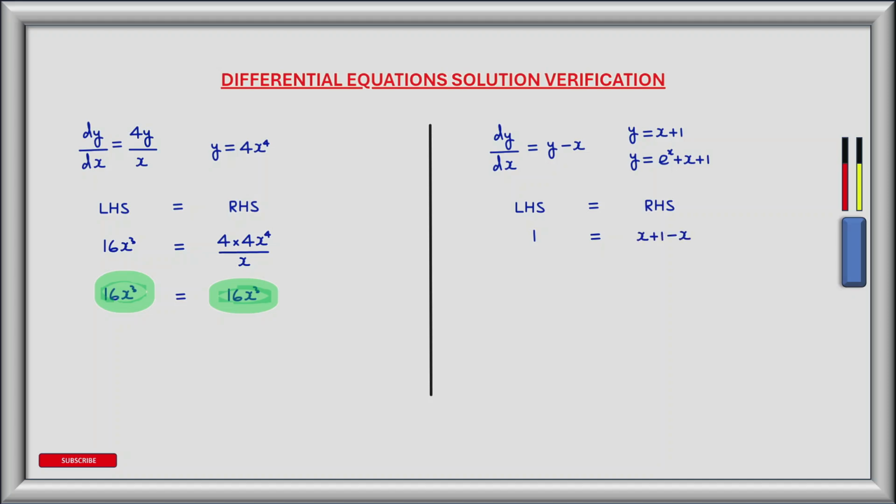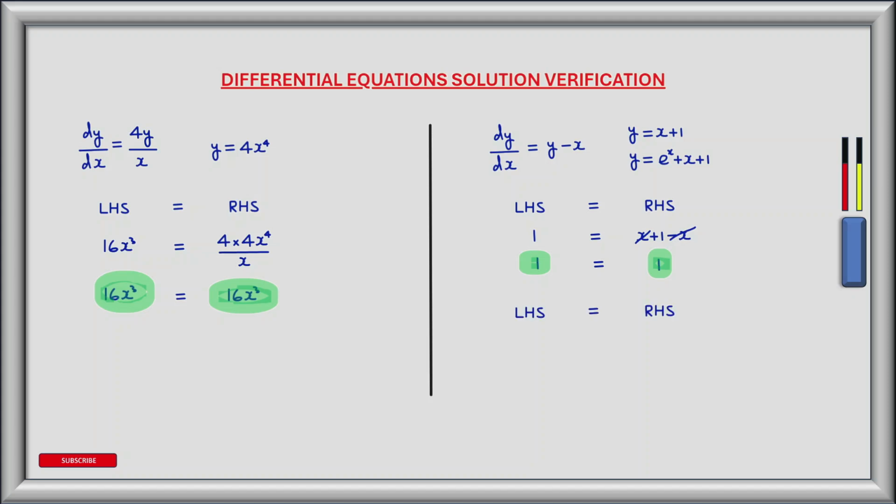On the right-hand side of the differential equation, we have y minus x. As our solution is y in terms of x, we can substitute for y. So substituting for y into the differential equation, on the right-hand side we get x plus 1 minus x. On the right-hand side we have both positive and negative values of x, which will cancel out, leaving a value of 1. So as we can see, on the left-hand side we have 1 and on the right-hand side we have 1, thus verifying that y equals x plus 1 is a solution to the differential equation dy by dx equals y minus x.